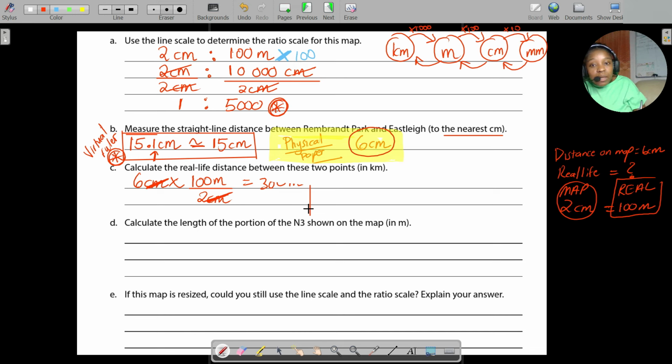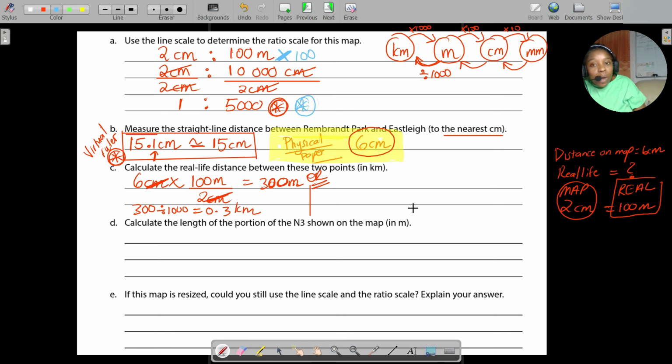So what does that mean? We basically need to convert these 300 meters into kilometers. How do you convert meters into kilometers? Just look at this diagram here. You're just going to divide by 1,000. So you're going to just take the 300 divide by 1,000. So what do you get? You get 0.3 kilometers.